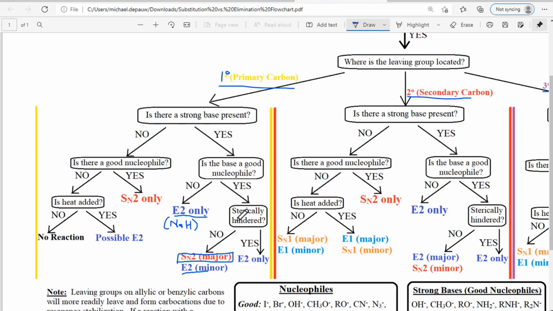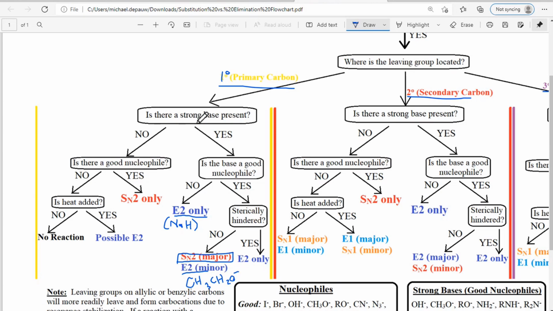So an example of a case where it would not be sterically hindered, but it's a good nucleophile, would be something like CH3CH2O minus. Sometimes they'll put a potassium on the end, CH3CH2OK, or CH3CH2ONa. But that would be an example of a good nucleophile that's not particularly sterically hindered, so the major product is going to be SN2 with maybe just a little bit of E2 minor product.